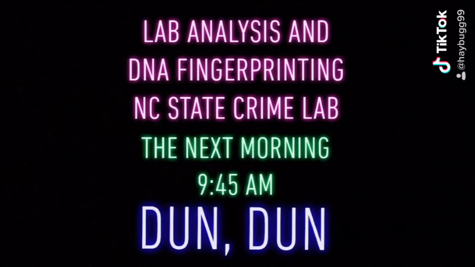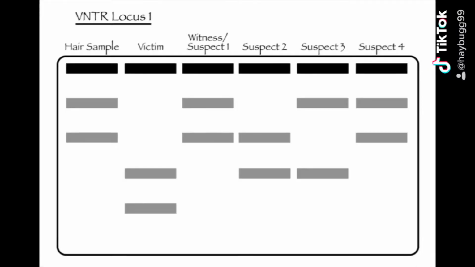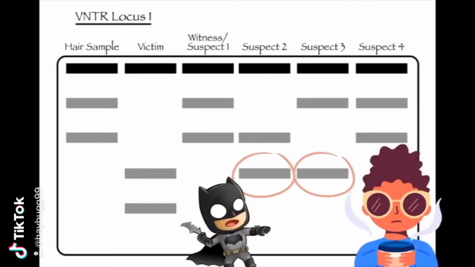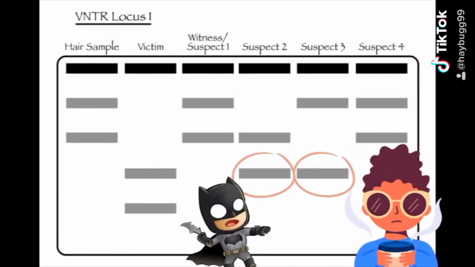Lab analysis and DNA fingerprinting, NC State Crime Lab, the next morning, 9:45 a.m. Back in the crime lab, lab techs are going to run VNTR locuses of the hair found at the crime scene. At the first locus of the hair sample, we're going to look at the alleles from the hair sample, the victim, and all the suspects. We can assume that this woman is the biological mother of the child because they share similar alleles at locus 1. The child receives 1 locus from the mother and 1 locus from the father.